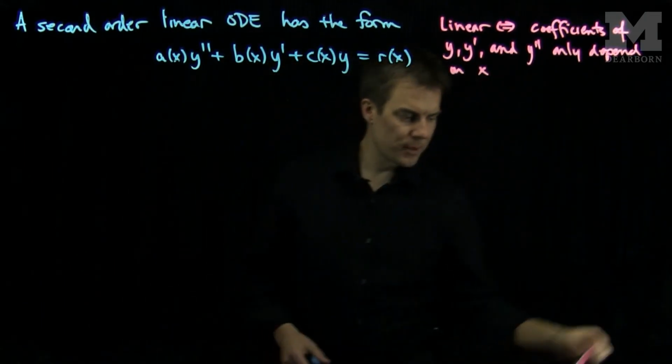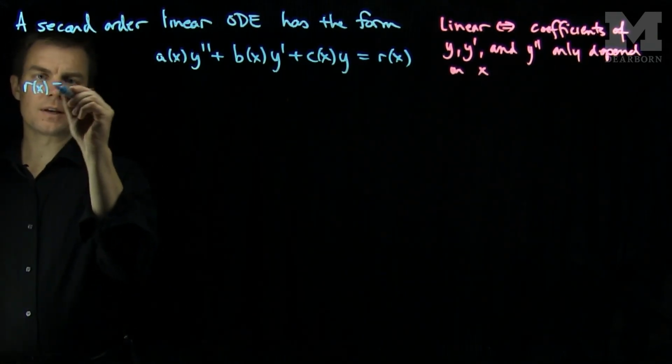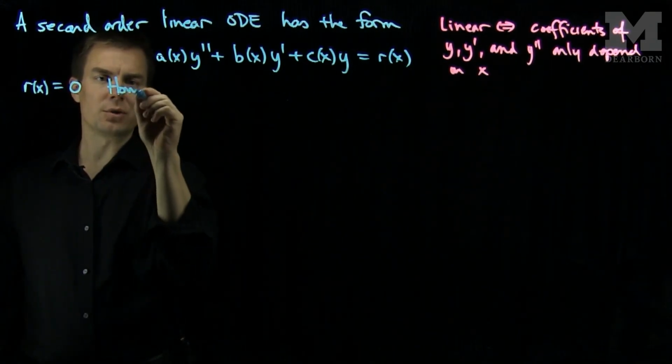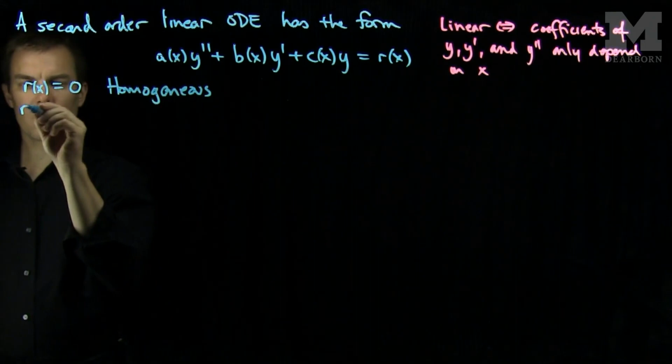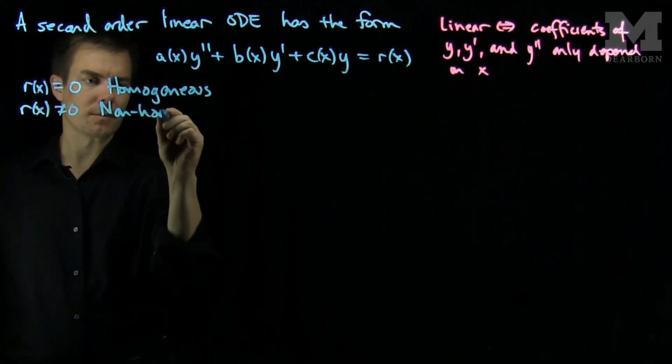Now we have an important subcase to consider. There are two cases. If r of x is equal to 0, the right-hand side is equal to 0, the equation is called homogeneous. If r of x is not equal to 0, the equation is non-homogeneous.